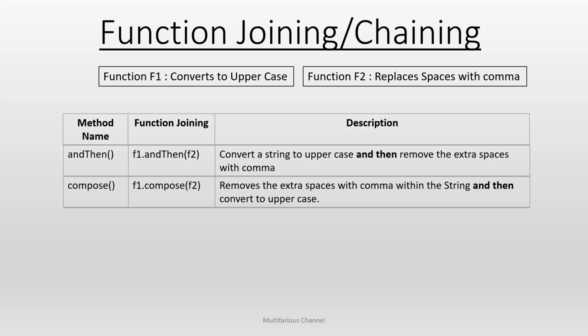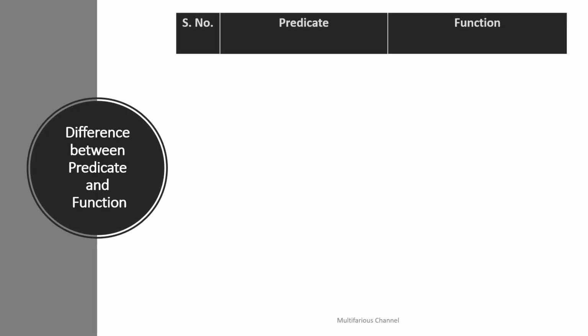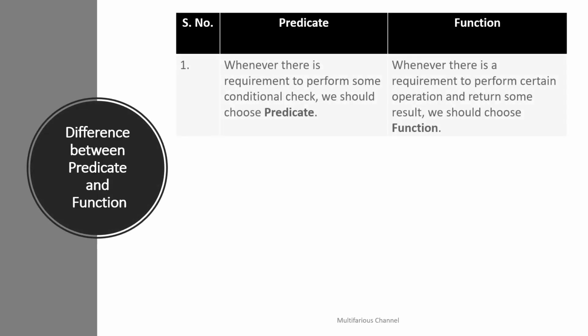Now let's see some of the differences between Predicate functional interface and Function functional interface. The first difference is whenever we have a requirement where we want to perform some kind of conditional check, we should always choose Predicate. And whenever we want to perform certain operations on the input and then return some value, then we should choose Function.